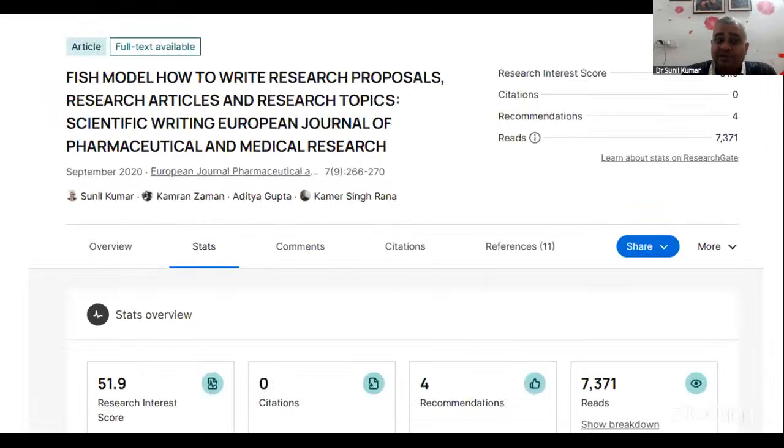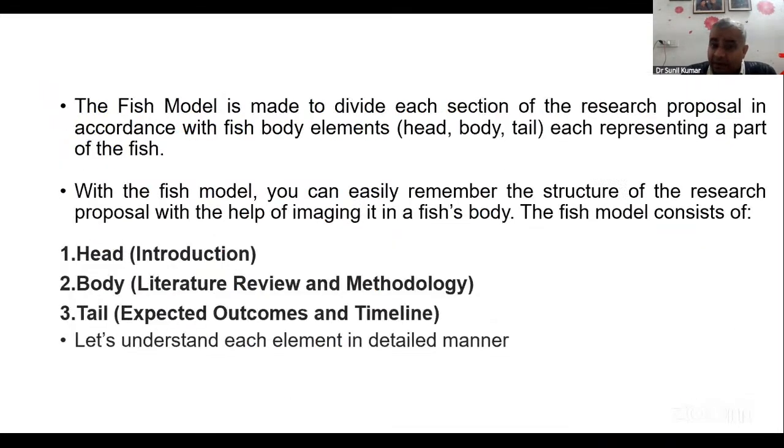But you need to read this fish model. I am telling you the crux of this particular fish model, which I have written not just for students, but for everyone. Everyone can read it for their betterment. The fish model is made to divide each section of the research proposal in accordance with the fish body elements like head, body, and tail, which I already explained to you. Each portion represents a part of the fish.